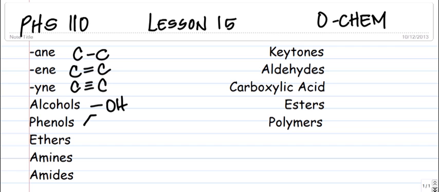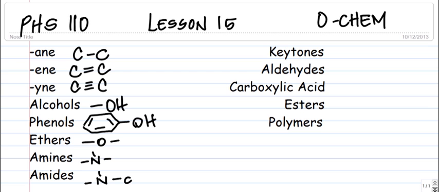Phenols are very similar to alcohols, except usually what you have is a large amount of carbons, and you get like a benzene ring type effect with an OH attached. Ethers are any compound that has an oxygen in the middle. An amine means that you have a nitrogen in the middle. An amide means that your nitrogen has a carbon double bonded to an oxygen attached.